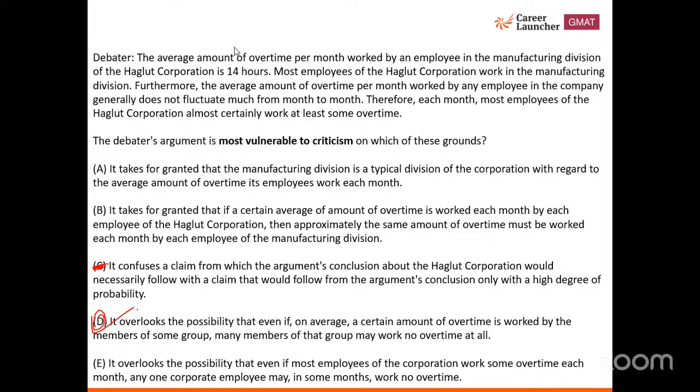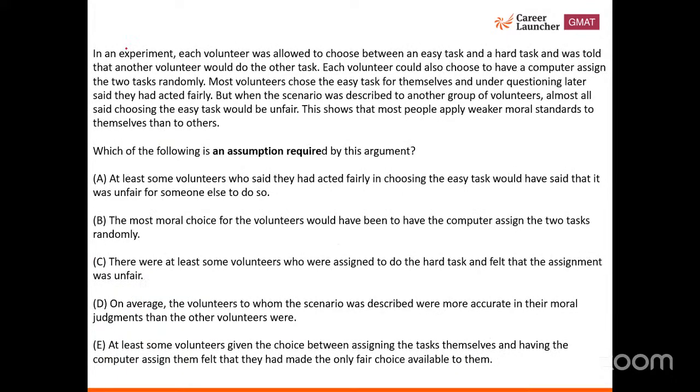All right then. So here I have another question for you. Now this is an assumption one. Let's have a look at this one, guys. Please go ahead. The poll is live as well. Let's see what choice we go for. Please go ahead.